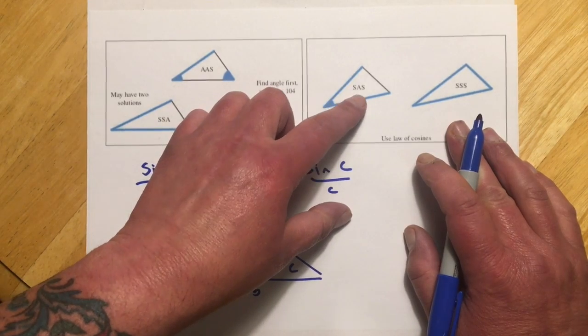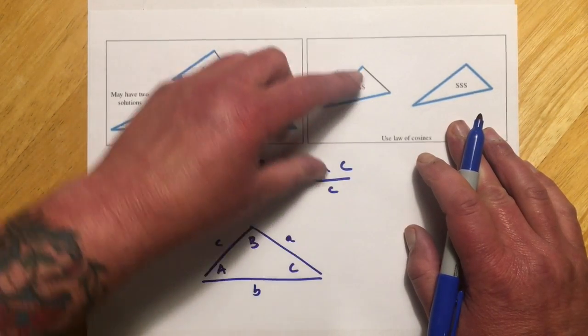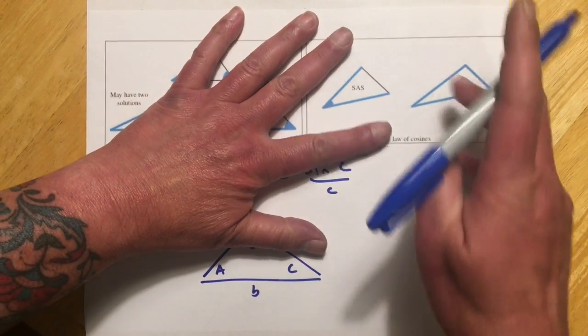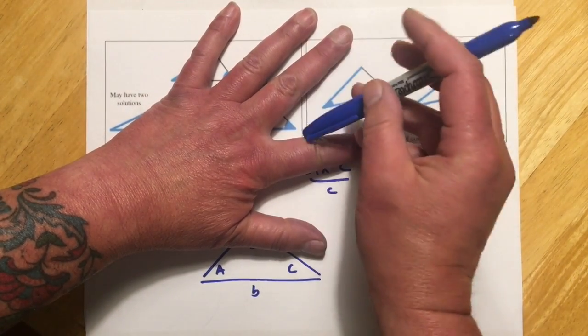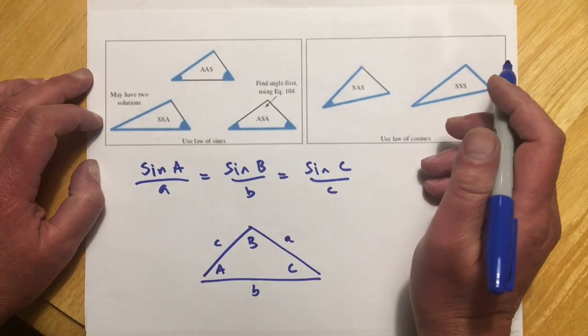And if we know 2 sides and an angle, that is side angle side, where the angle is in between the 2 known sides, that's law of cosines.